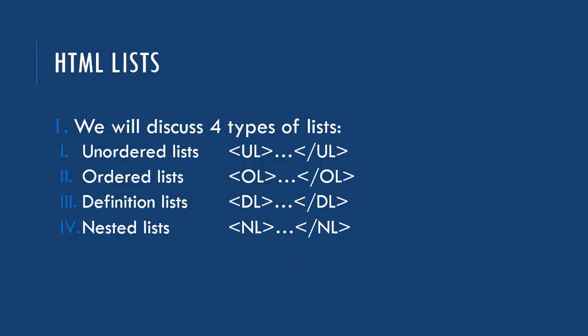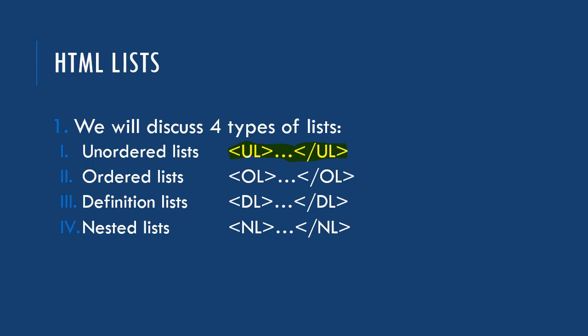So we begin directly with the lists where we left. This is the final topic of the third chapter, and we have four types of list over here. We will look into the unordered list, and on the right hand side we have the syntax of all these lists. We will see them in detail in the programming section.